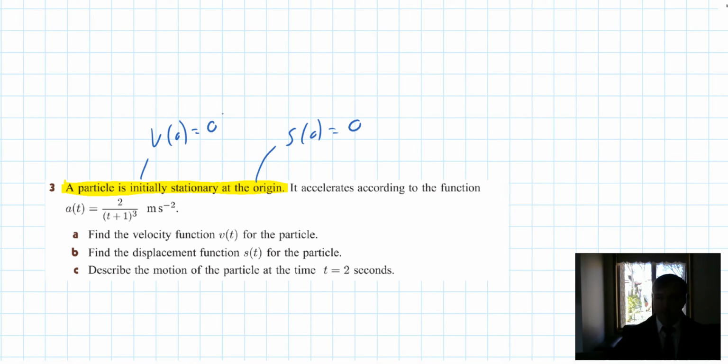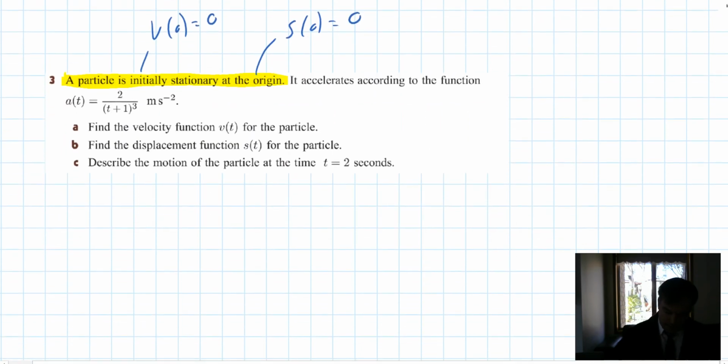Sometimes they'll give you conditions at certain times. So 2 seconds in, the velocity is 3 to the right would look like V2 equals 3. And why is this important? Well, this is important because it lets us find the velocity and the displacement functions exactly instead of just in terms of c. Alright, in this case here, we're asked to find the velocity function given an acceleration function.